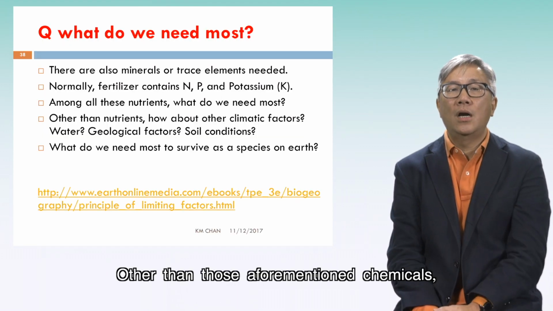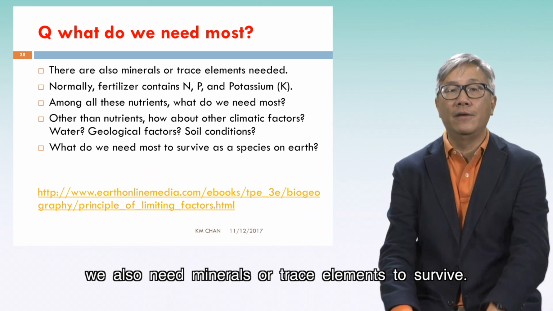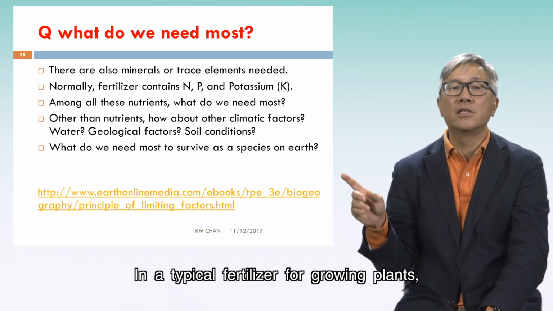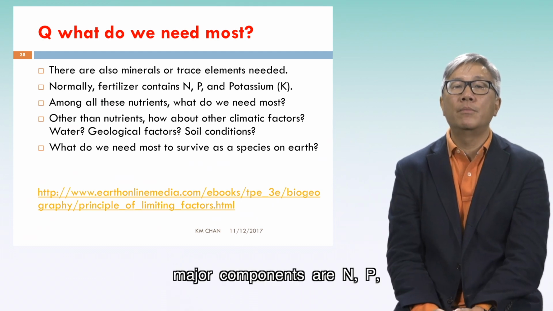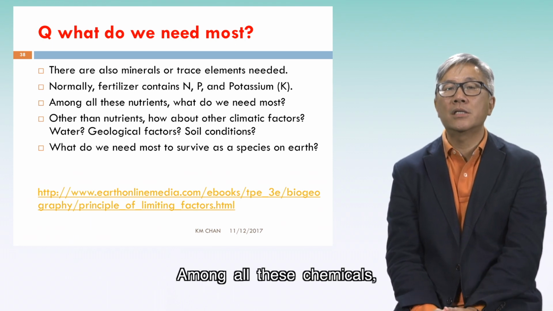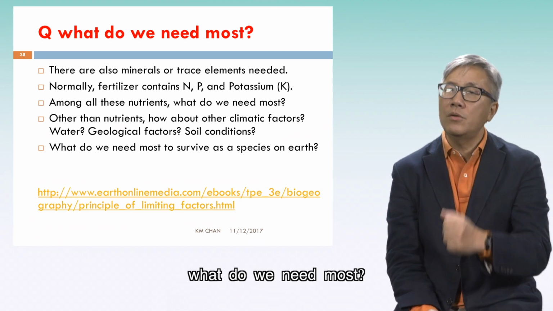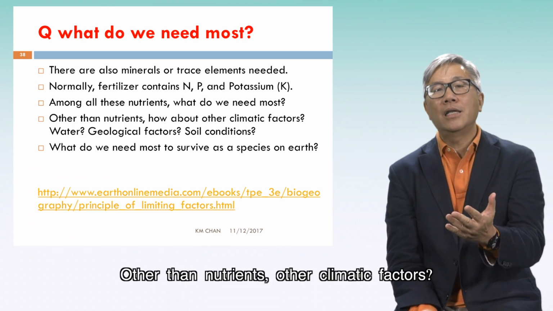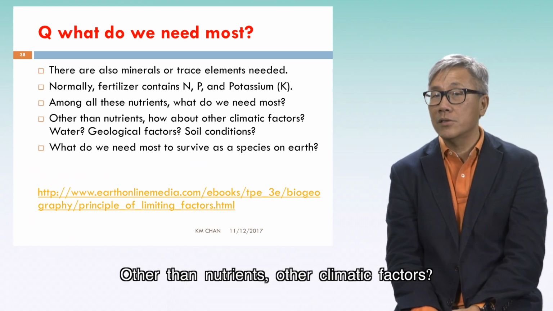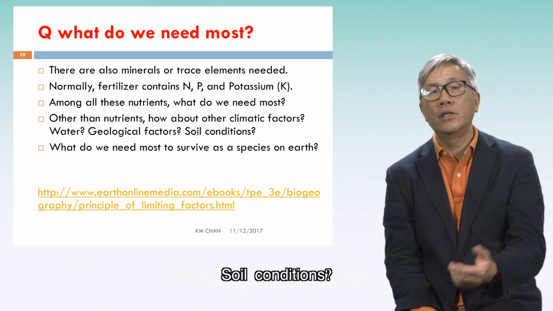Other than those aforementioned chemicals, we also need minerals or trace elements to survive. In a typical fertilizer for growing plants, major components are N, P, and K, which is potassium. Among all these chemicals or nutrients, what do we need most? Other than nutrients, there are climatic factors such as water, or geological factors such as soil conditions.